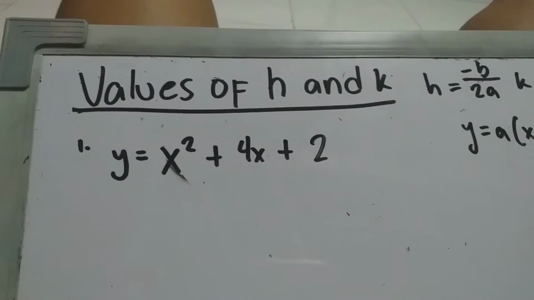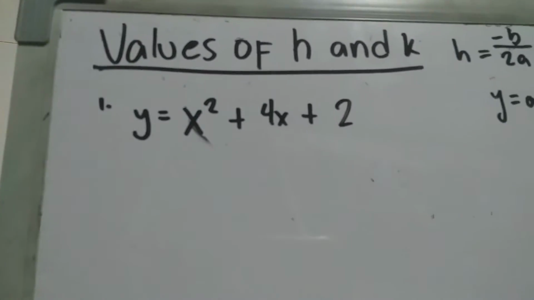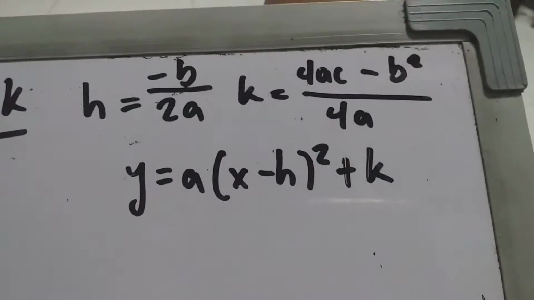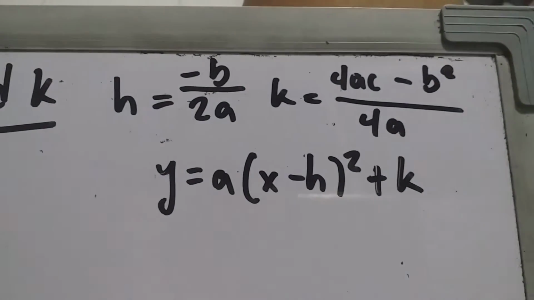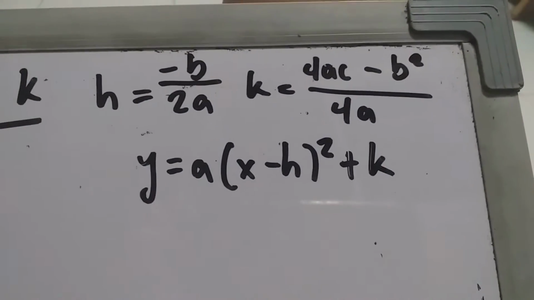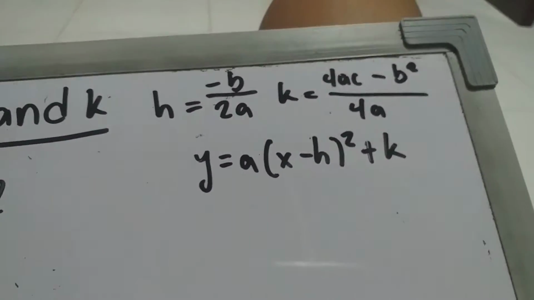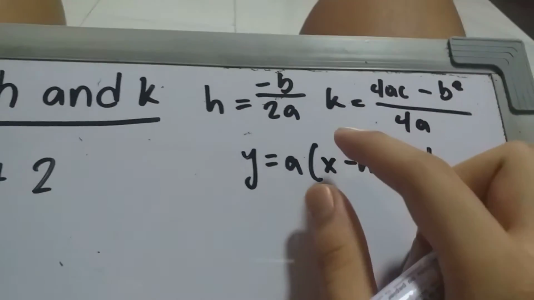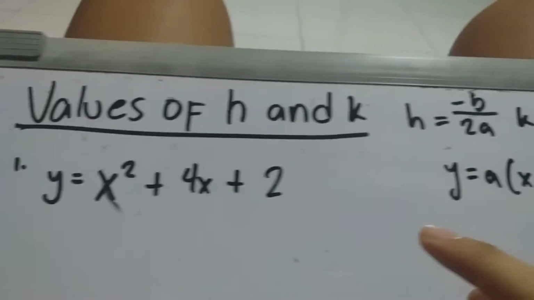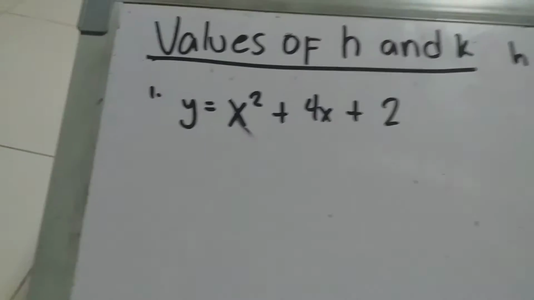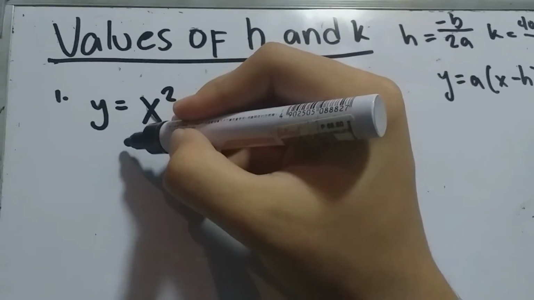To do this using this formula, we have two formulas. Our formula for h is negative b over 2a. For k, it is (4ac minus b squared) over 4a. So we are just going to get the values of a, b, and c here and substitute them in the formulas above. So let's do that. What are the values of a, b, and c in here?